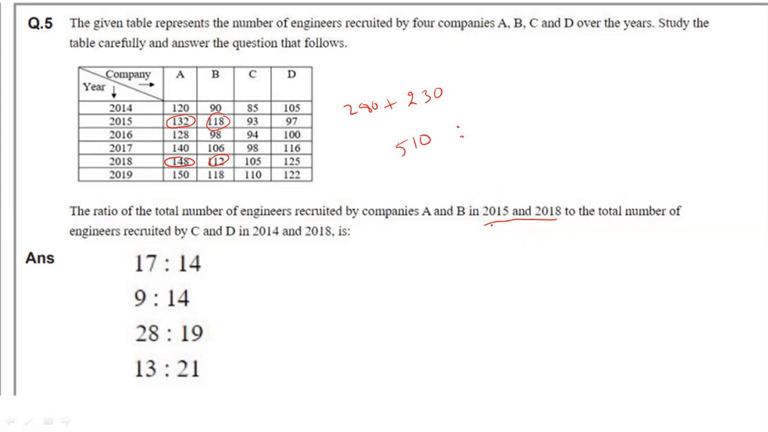Is to the total number of engineers C and D in 14 and 18. C: 14 is 85, 18 is 105, 190, plus D: 105 and 125, 230. So it's asking 51 is to 42. If I cancel with 3, I'll get 17 is to 14. Now let's move on to the next question.